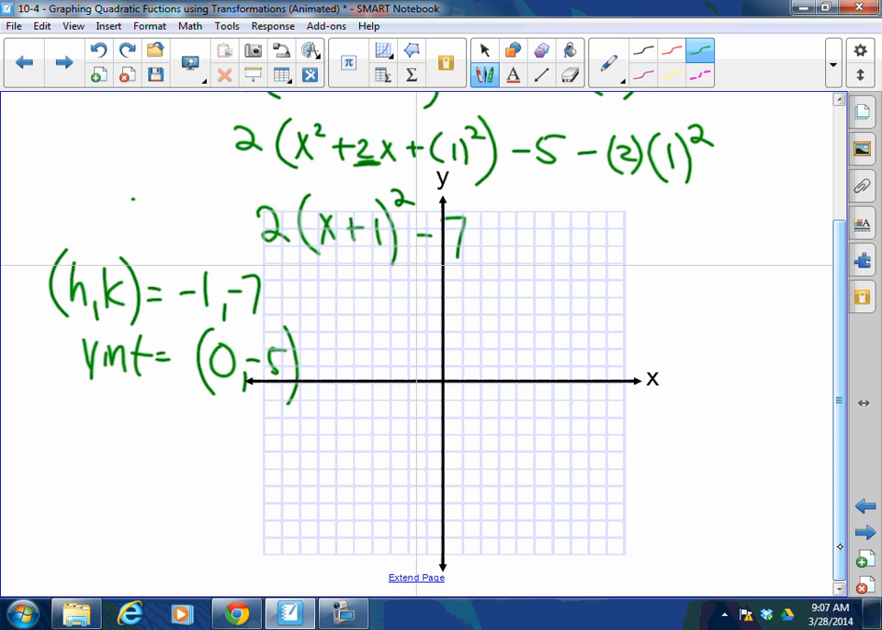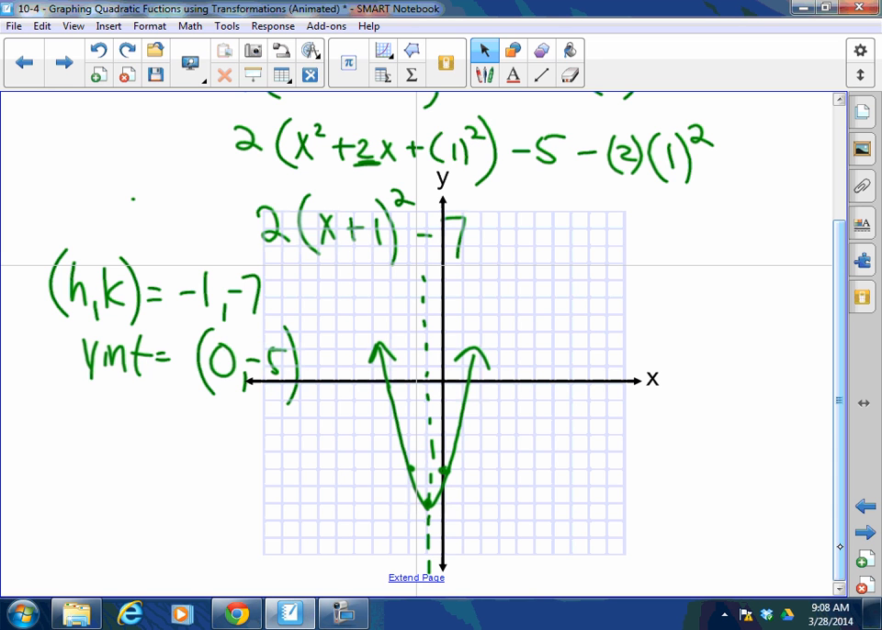So I've got my vertex, which is negative 1, negative 7. Negative 1, 1, 2, 3, 4, 5, 6, 7. I've got my axis of symmetry, which is going down at negative 1. And I've got my y-intercept of negative 5, 1, 2, 3, 4, 5. That's 1 to the right, go 1 to the left. Ping, pong, boom. That's my graph.